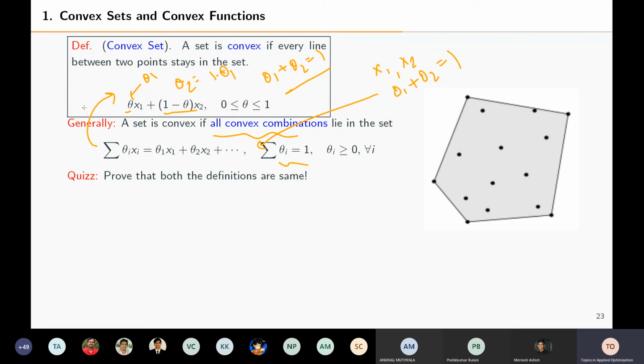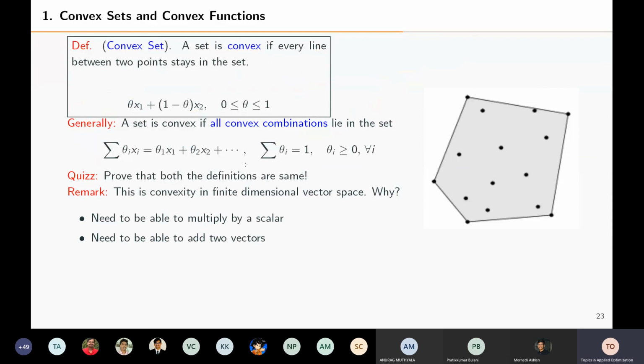So going from here to here is trivial, but you can also prove it this way. You can try to prove how the first definition implies the second definition also. Okay, you can try to prove that. So this was convexity in a finite dimensional vector space.